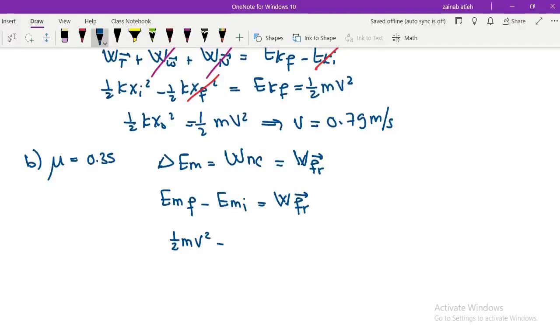it's half kx squared. I'm writing them directly because I have explained them above. Half kx0 squared. The work of friction: in our case we are assuming that friction is a constant force, so its work, as I have explained, is minus Fr times the distance traveled. What distance is traveled? It is x0, which is d, because it was stretched a distance x0 and returned to the equilibrium position, so for sure it traveled a distance x0.